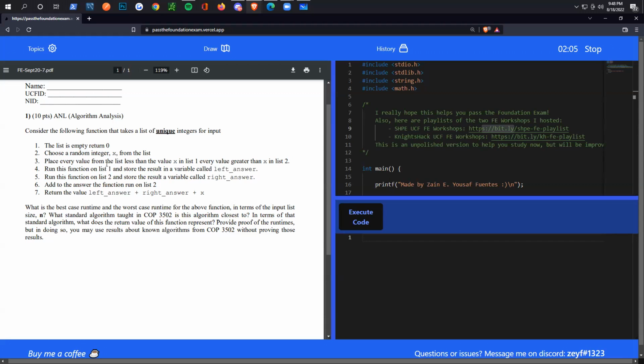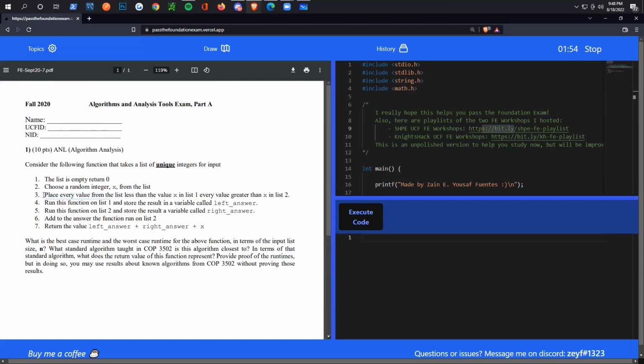So the problem with this question is they don't even tell you what it is you're storing. This is from 2020, actually. They don't even mention what exactly it is you're calculating with left answer or right answer. So honestly, I've done this question before, and I'm not gonna lie, at this point, I still don't know what they're asking.